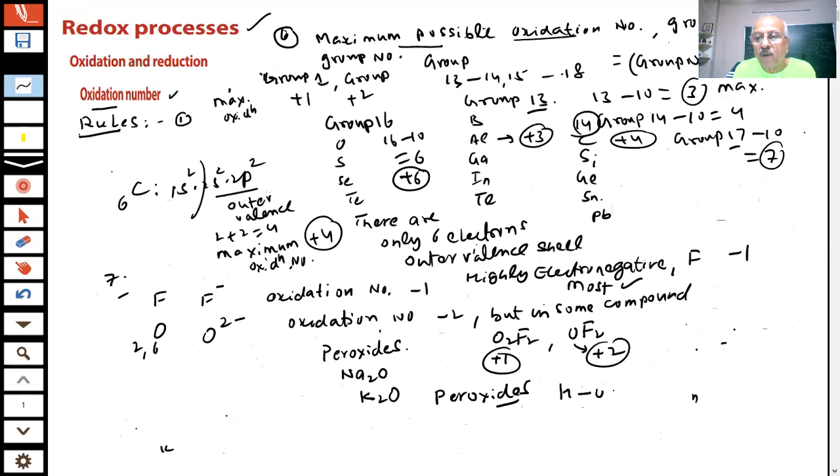Peroxides like HOOH. This is an oxygen linkage. This is +1, this is -1, this is -1, and this is +1. See, peroxide. These are called peroxides. Hydrogen peroxide. Here oxygen is -1. What is the oxidation state of oxygen? -1.